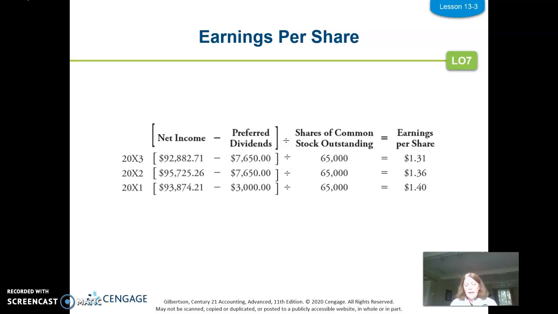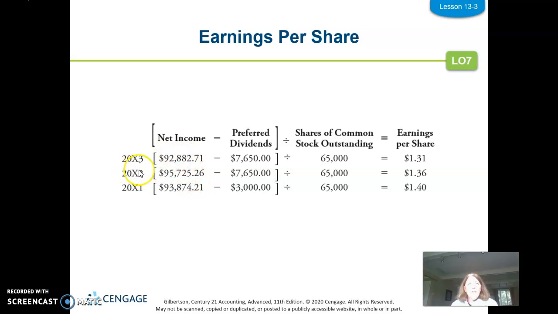So if you look at this calculation for our particular company and what it means, you will notice that from X1 to X2, net income went up, so you would think earnings per share would go up, but it didn't. It went down, and that was driven by the preferred dividends going up. So there were more preferred shares that people were getting dividends on. So that meant EPS went down. Not good from year to year, despite income going up.